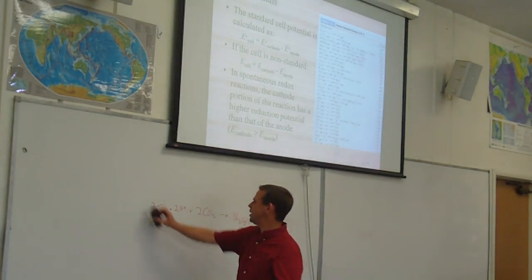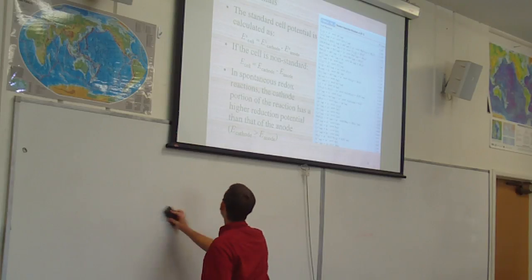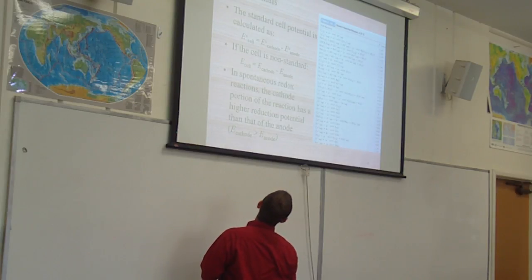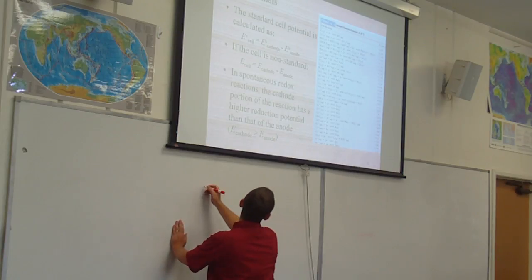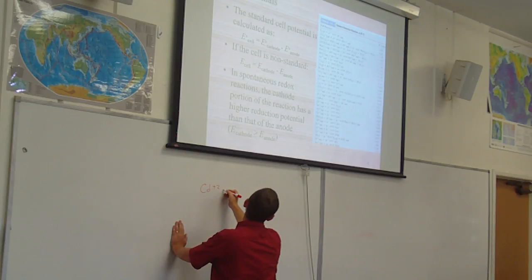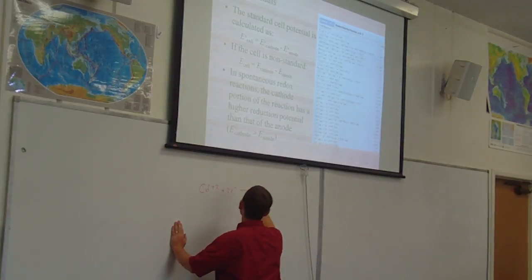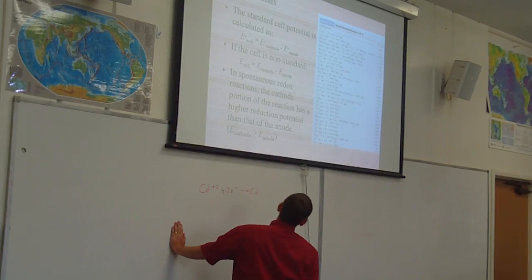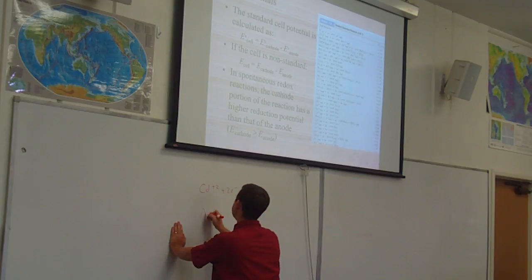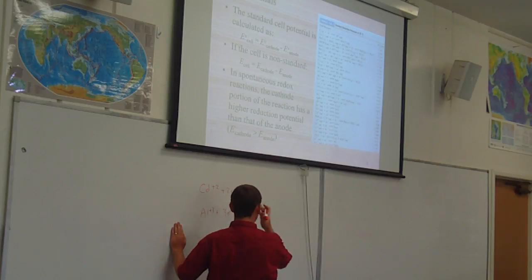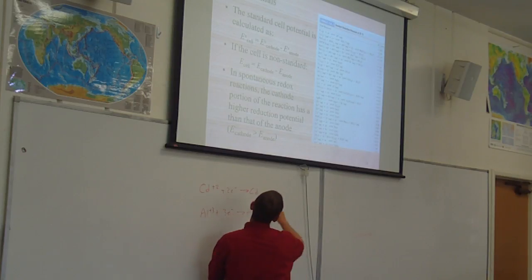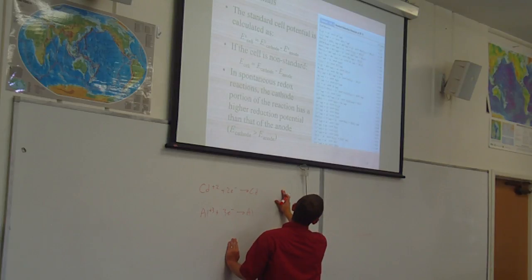So, cadmium, what did I say? Aluminum cadmium? Cadmium plus 2, aluminum. All right. What's the voltage associated with the cadmium that you know? Positive 0.4. And for the aluminum?